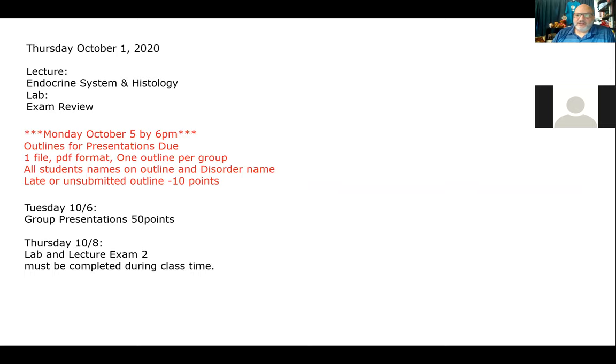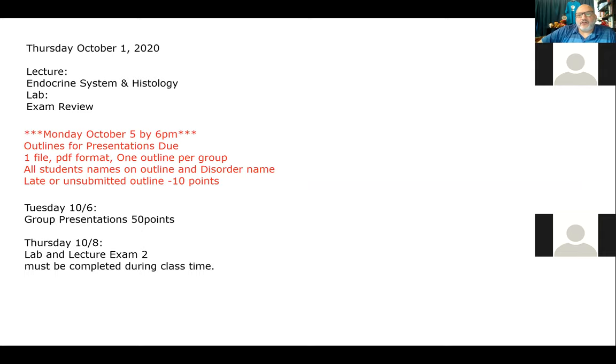And again, I've been asked it a couple times by email and in office hours. Again, I want one outline for the whole group. If your group has three people, I don't want three different outlines for your three different parts. Combine them into one file. Turn that into one PDF. And that is what you're going to turn in. And make sure your outlines have the names of all the students in your group and the name of your disorder on it. And again, it has to be turned in by October 5th by 6 p.m.